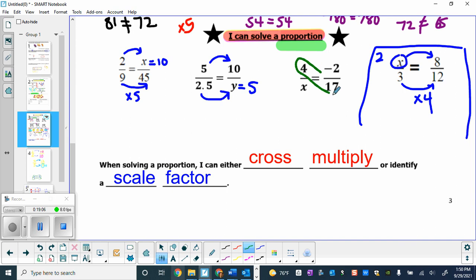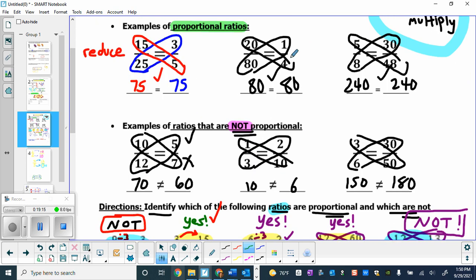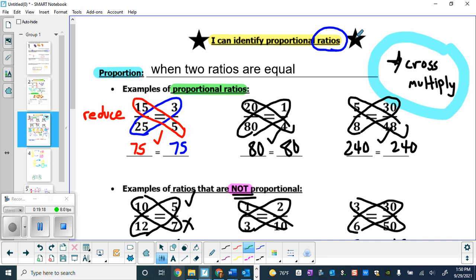So that concludes our video here for how to solve a proportion. You just cross multiply in the calculator and then divide by the other number that's across from the x there. And that will work every time. And then also we talked about how to identify your proportional ratios.